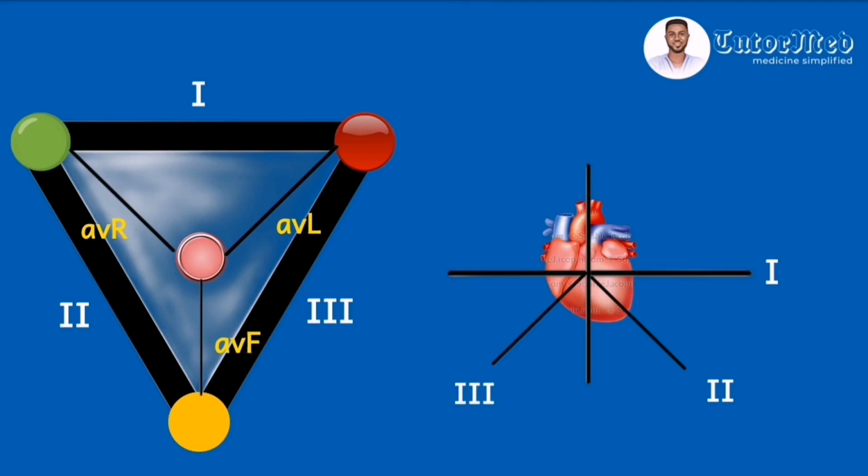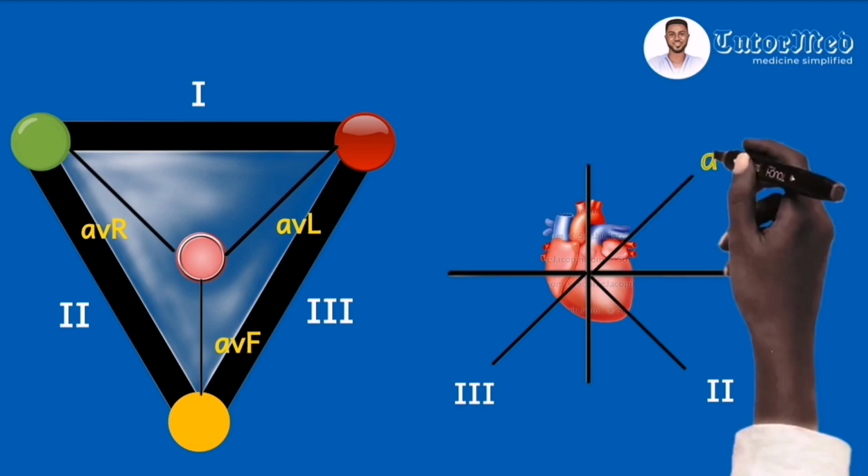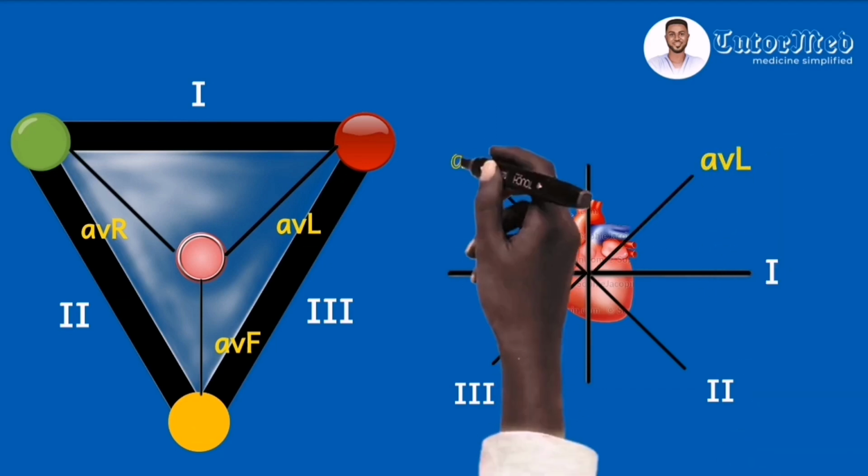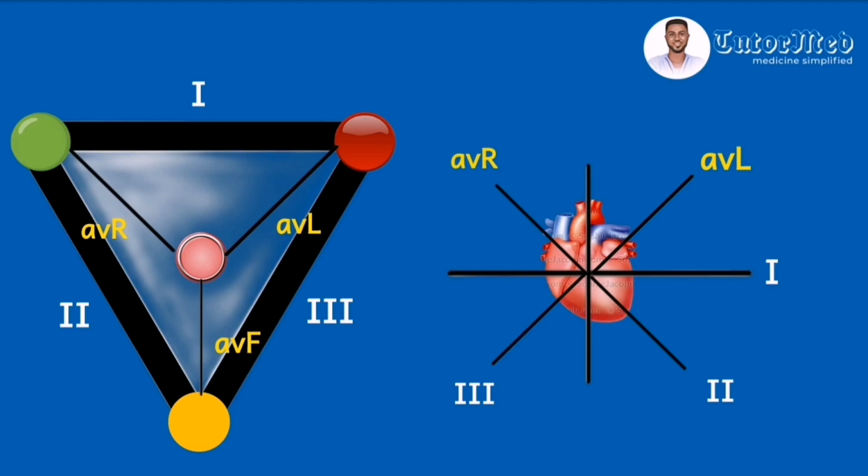And then look at the augmented leads. Their shape even tells you where they should be, right? So AVL, it makes sense it should be on the top, on the left, so in that direction. And then AVR on the top, on the right, so in that direction. And look at AVF, directly 90 degrees, and so AVF should be there.